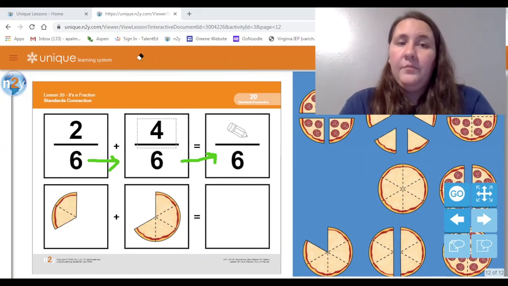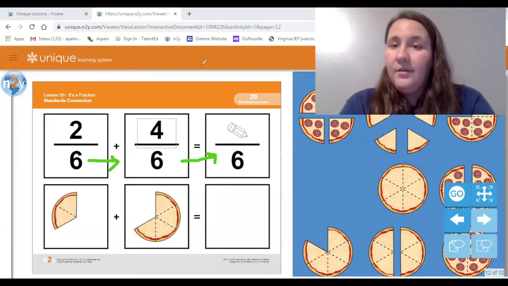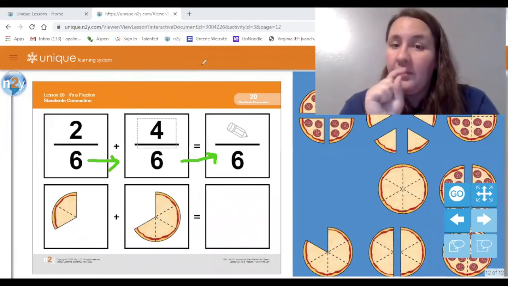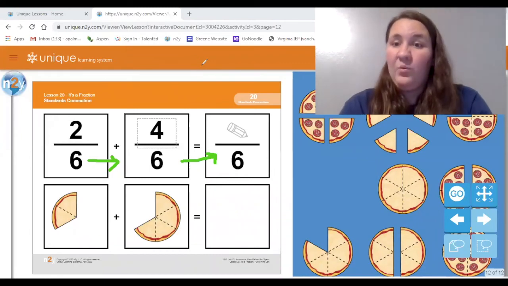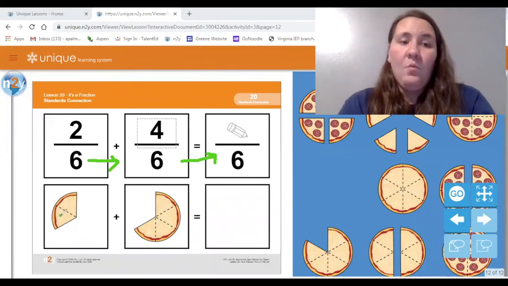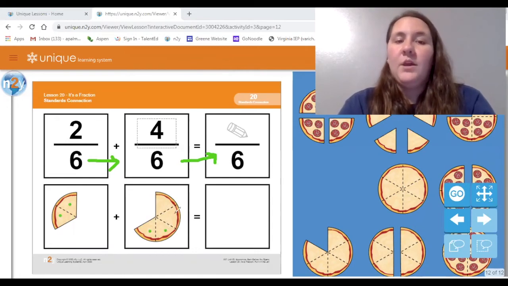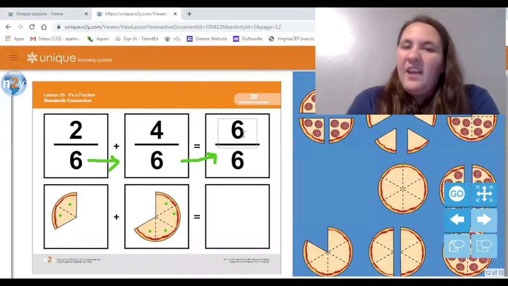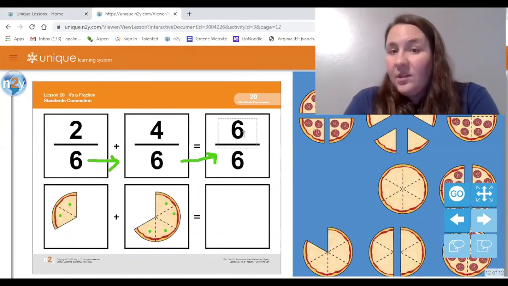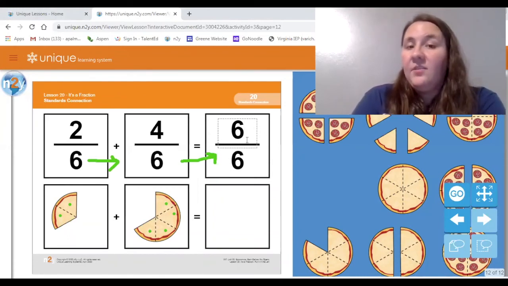Okay. Are we ready to count? With your finger, I want you to touch where I'm putting my green dots so you can count with me, okay? Are we ready? 1, 2, 3, 4, 5, and 6. Oh my goodness. There's my 6. And I need to find the pizza that matches this. So which pizza has 6 pieces all together?